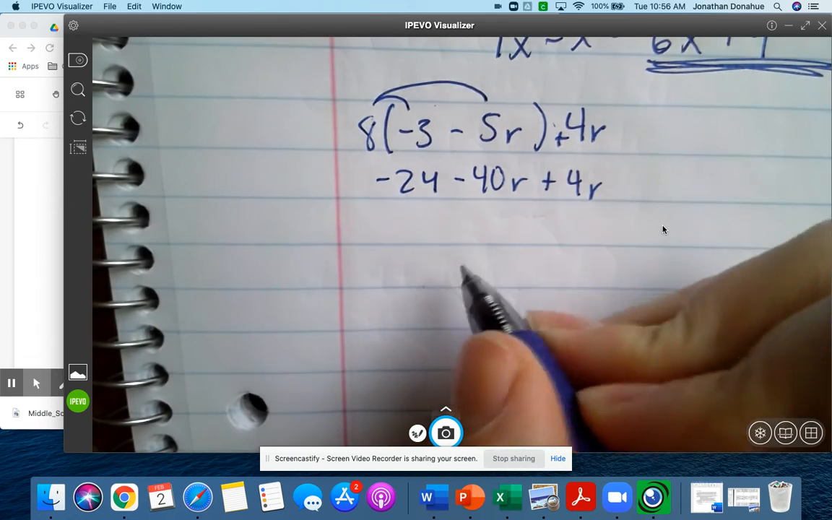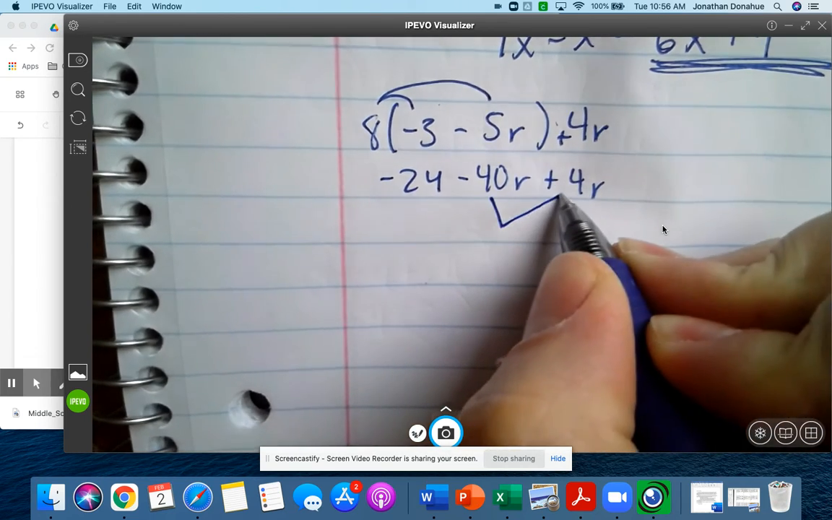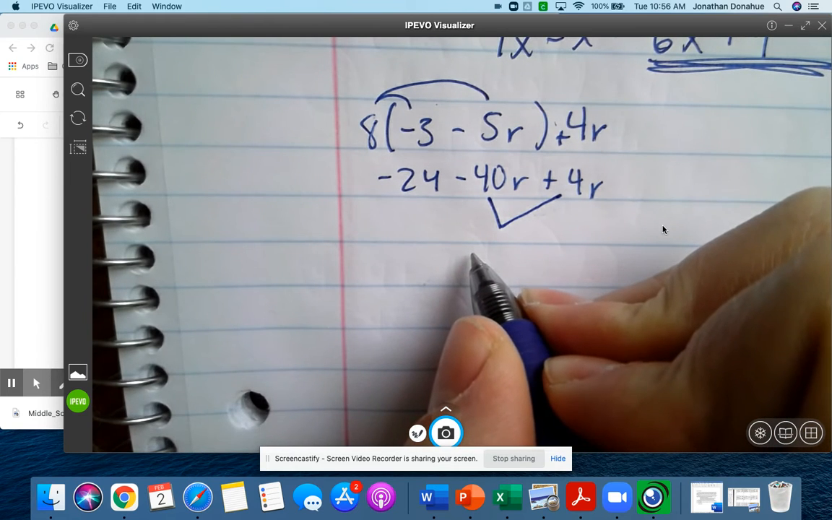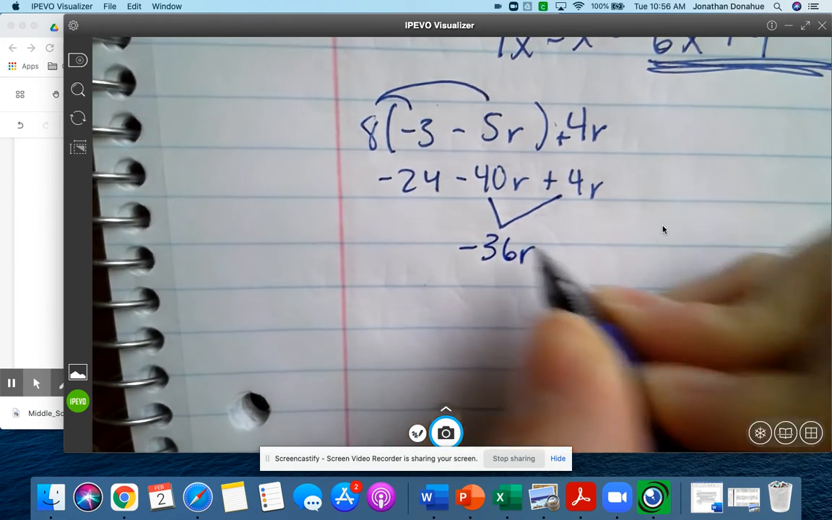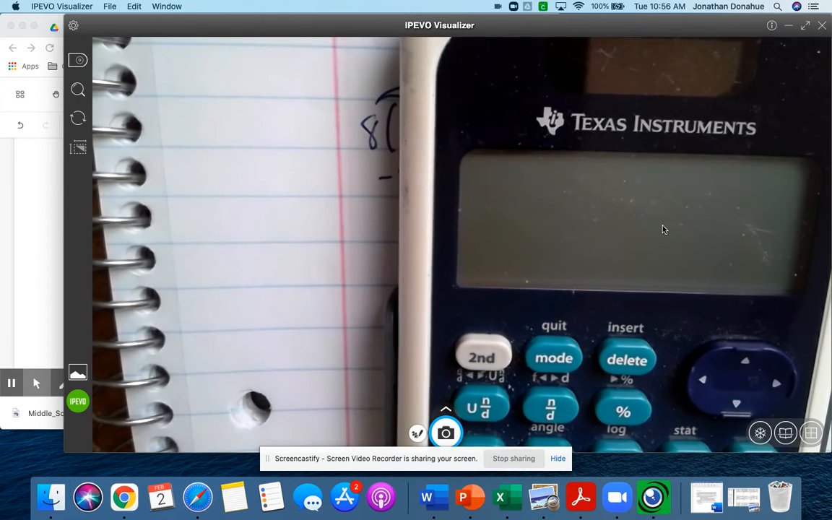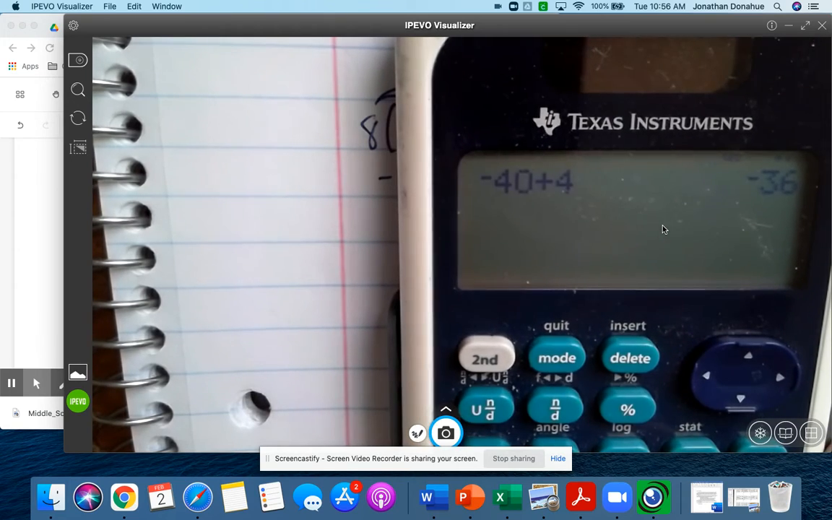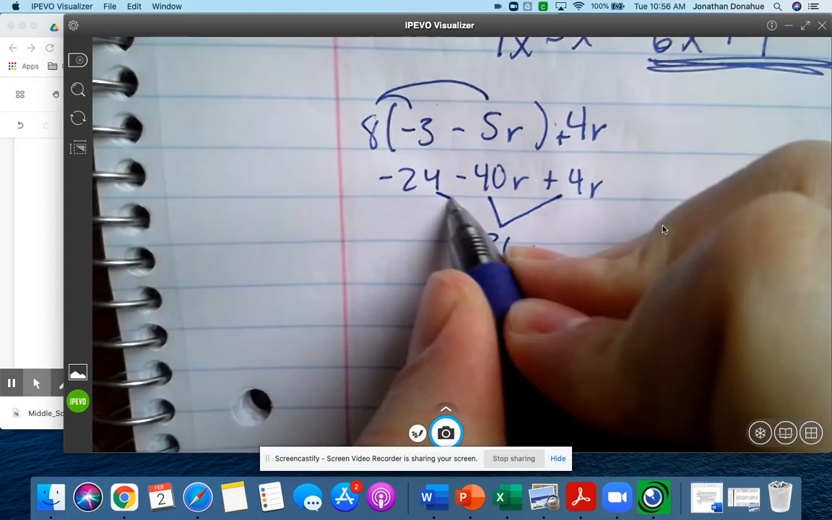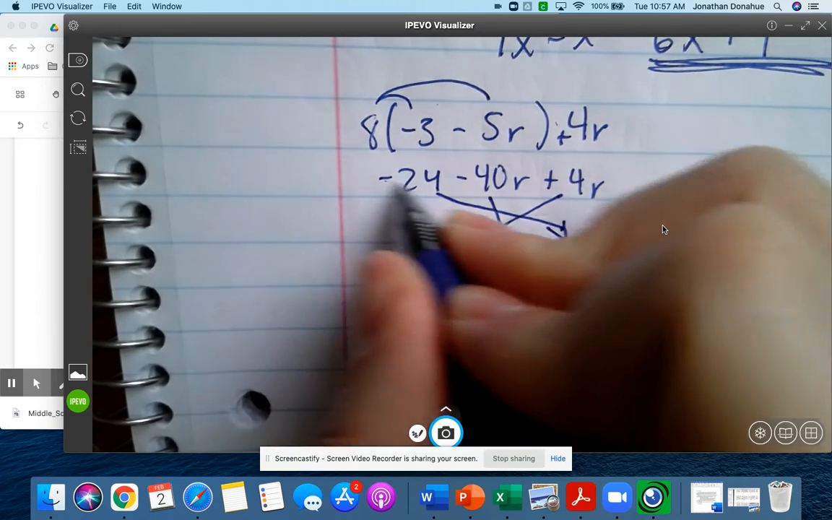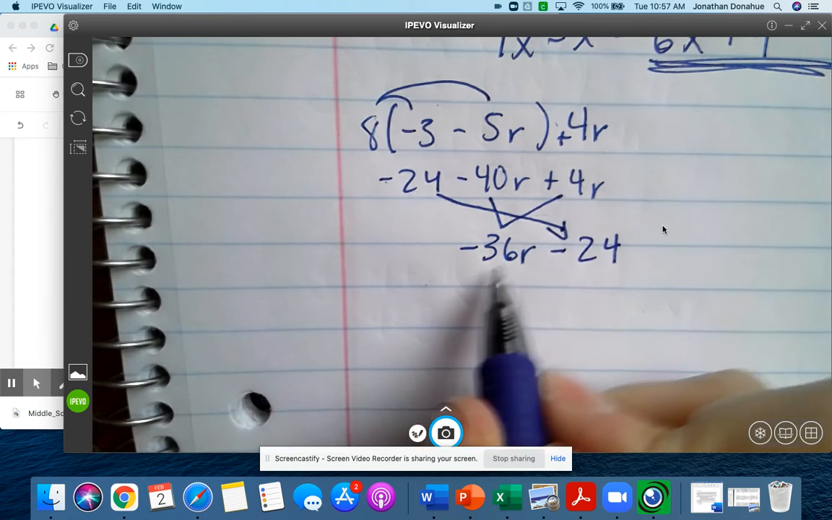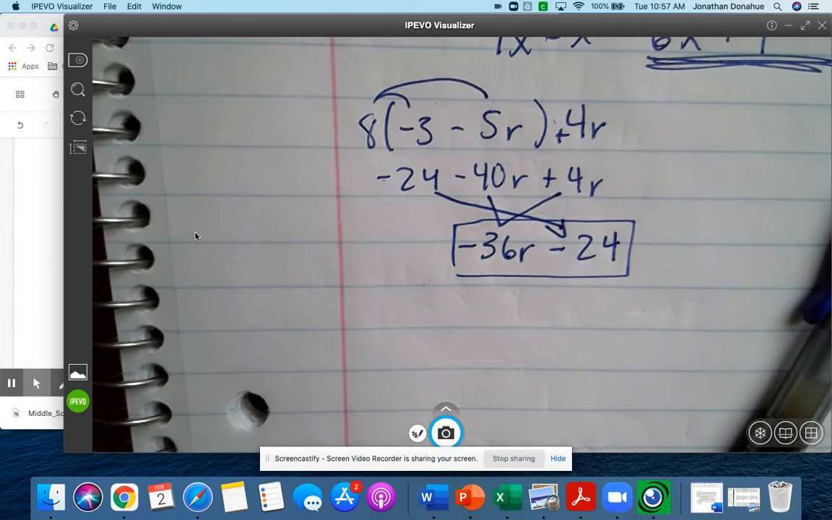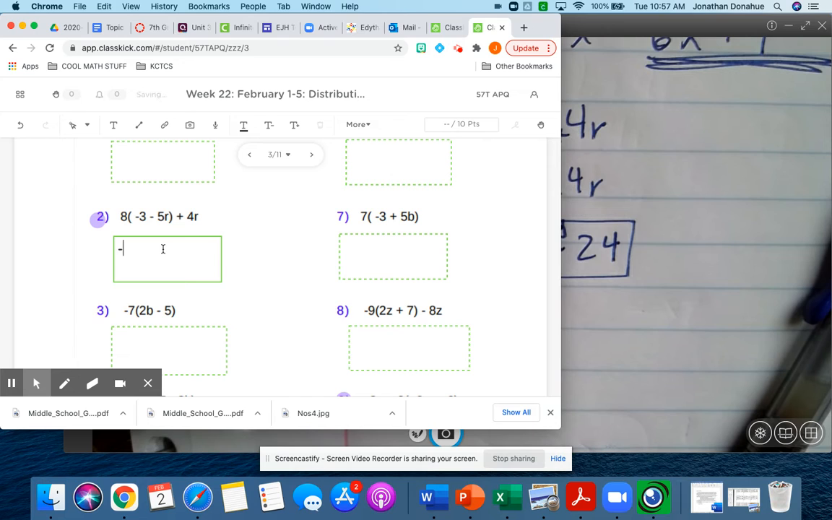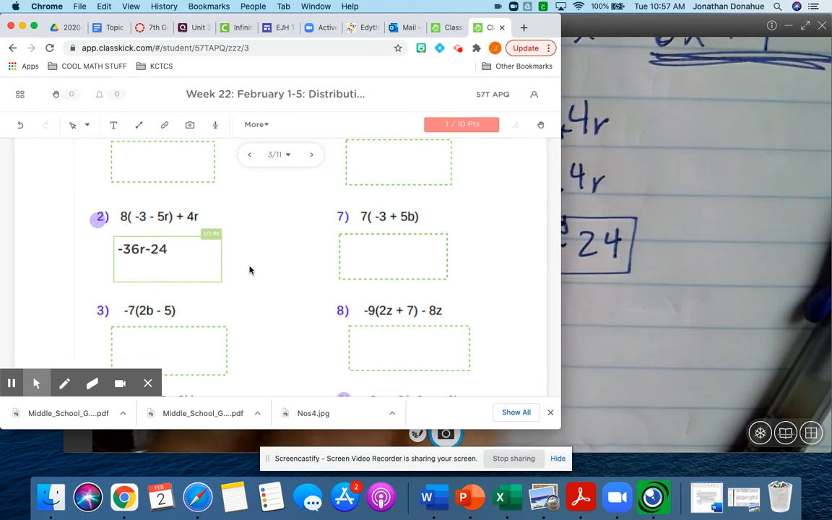So I like to put my letter first, so that'd be -40r plus 4r, which is not -44r. It is -36r. Because if I grab my calculator, I would go -40 plus 4. Now I need to take my constant. I like to put my constant second, so that's -24. And that should be my answer. -36r minus 24. And we're good. So again, distribute, then combine like terms.